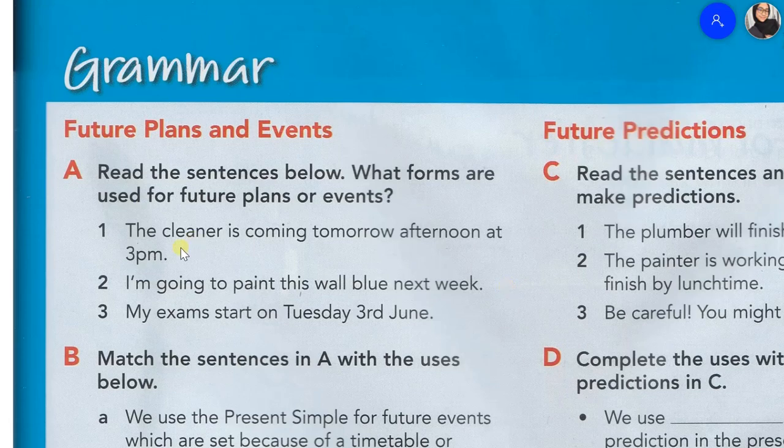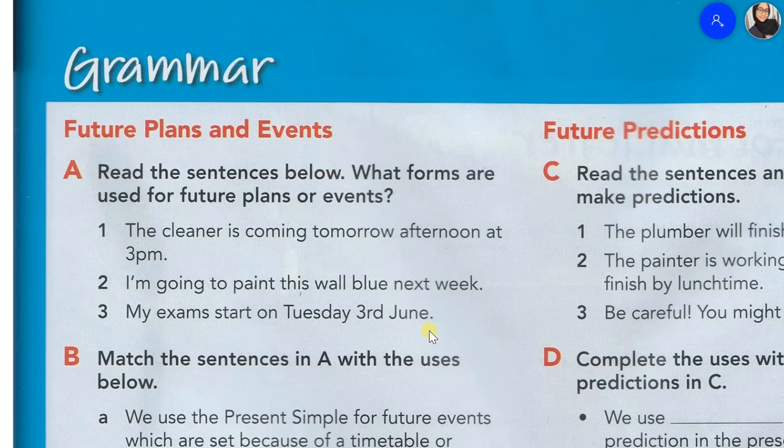Okay, let's look at the first sentence. The cleaner is coming tomorrow afternoon at 3 p.m. All right, the second one. I'm going to paint this wall blue next week. And the third one, my exams start on Tuesday, 3rd June. All right, so which sentence is in present continuous and which sentence is in simple present tense? Okay, the first one, is it in present continuous or simple present?